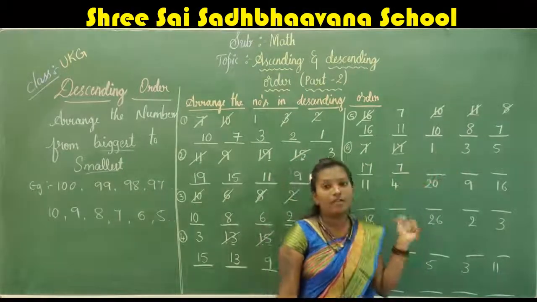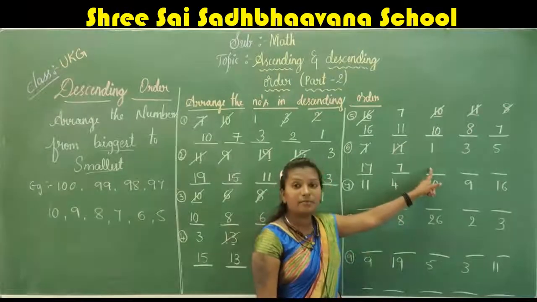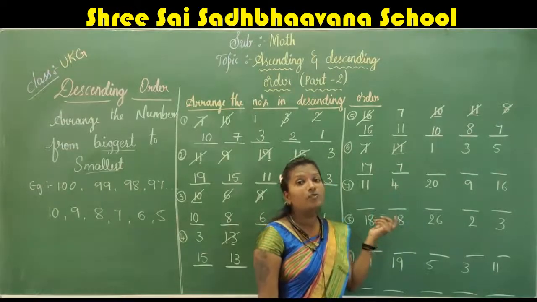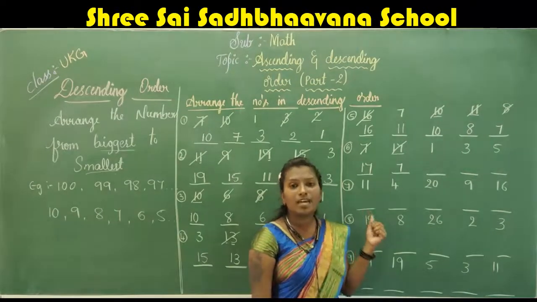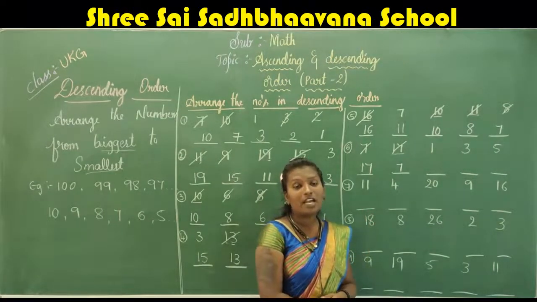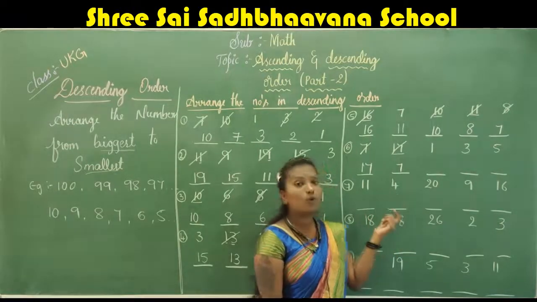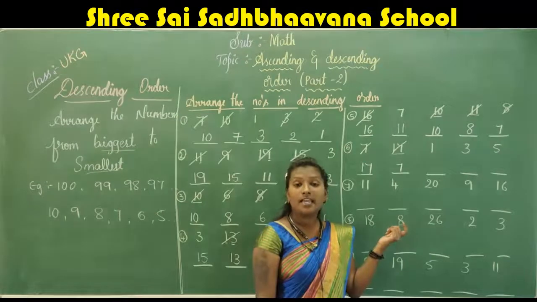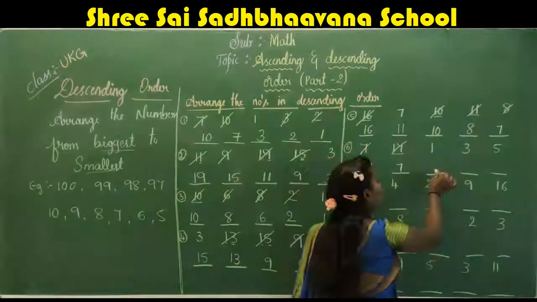So 1, 3, 5. Which is the biggest number? Number 3 is the biggest number. We have to write number 3 here, children. No, then what number we have to write in the third place? Yes, number 5. Why? Because 5 is bigger than number 1 and 3. That's why we have to write number 5 in third place.